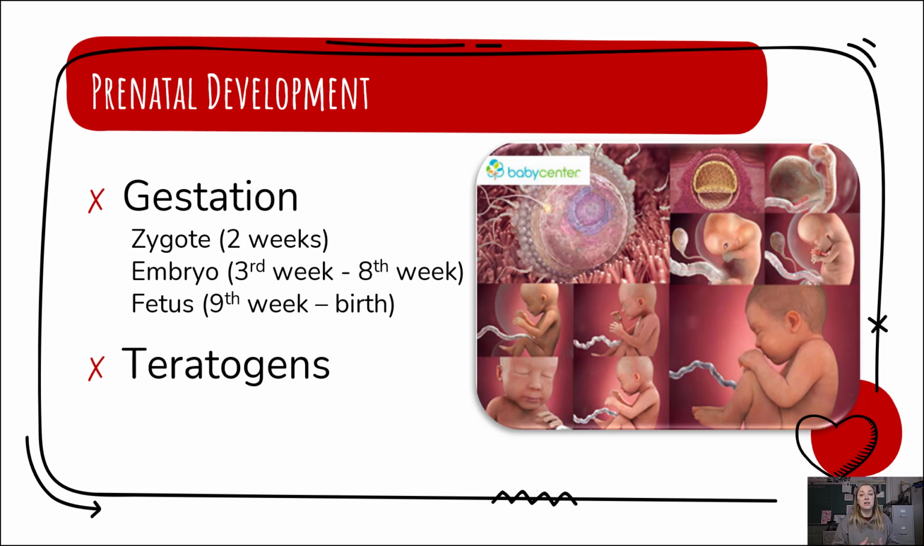Syphilis can cause mental retardation, physical deformities, and miscarriage for the mother. And AIDS can be passed on to the child prior to birth and during birth. So again, teratogens are external substances that are going into the body that can cause harm to the child.